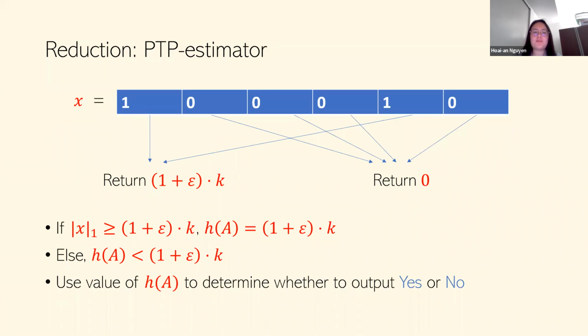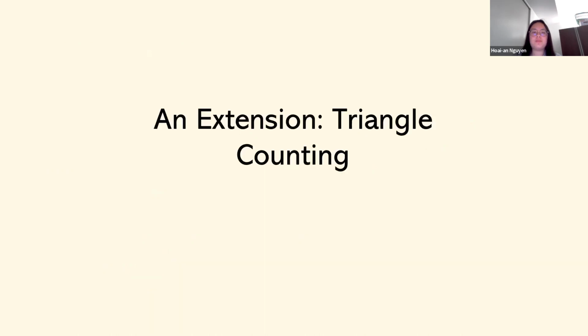And so therefore, we're able to reduce PTP to the H-index problem, which gives us our lower bound for the H-index problem also. And now we're going to extend this technique of a reduction from PTP to triangle counting.